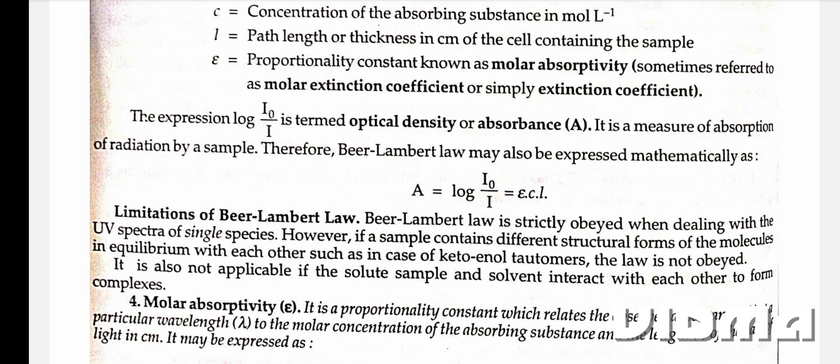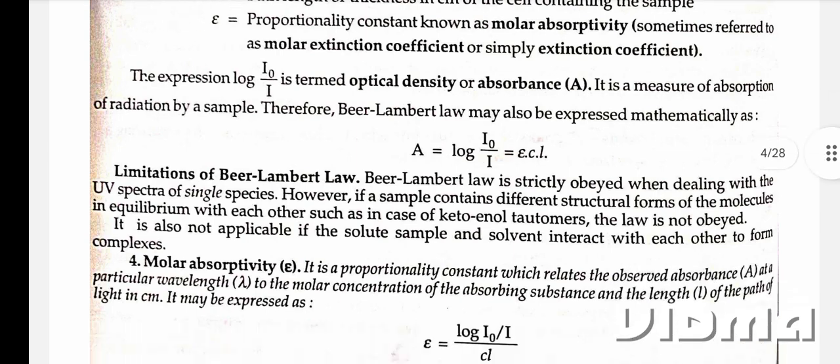Beer-Lambert's law is strictly obeyed when dealing with the UV spectra of single species. However, if a sample contains different structural forms of the molecules in equilibrium with each other, such as in the case of keto-enol tautomers, this law is not obeyed. It is also not applicable if the solute and solvent interact with each other to form complexes.